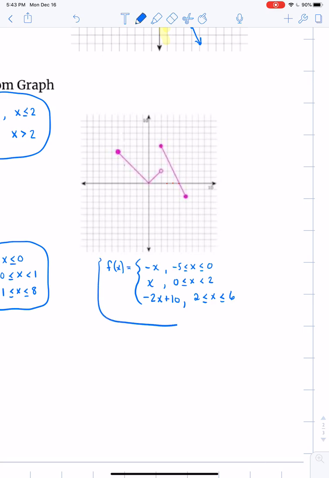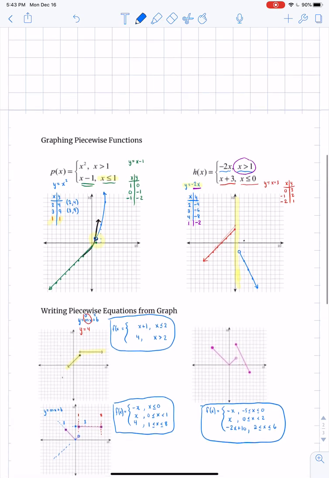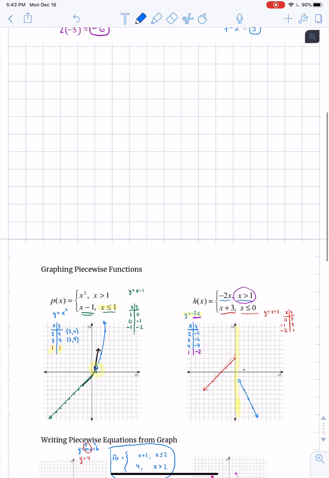So that is it. It's kind of a lot of work. You have to just think about the rules and look at the different pieces.